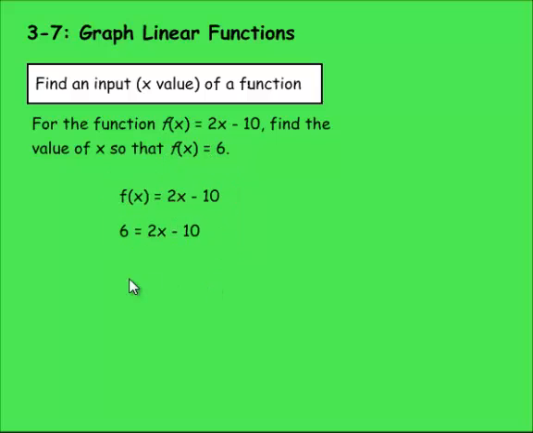And then this turns into a two-step equation. So we would add 10 to both sides. That would give us 16 equals 2x, divide both sides by 2, and then we would see that 8 equals x. So if you have an input of 8, that'll give you an output of 6 in this equation. 16 minus 10 is 6.